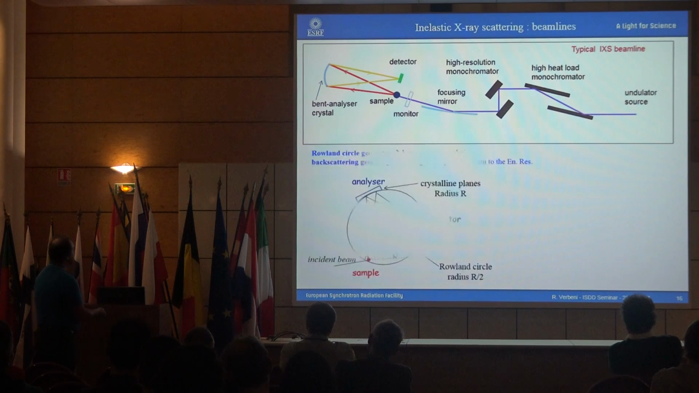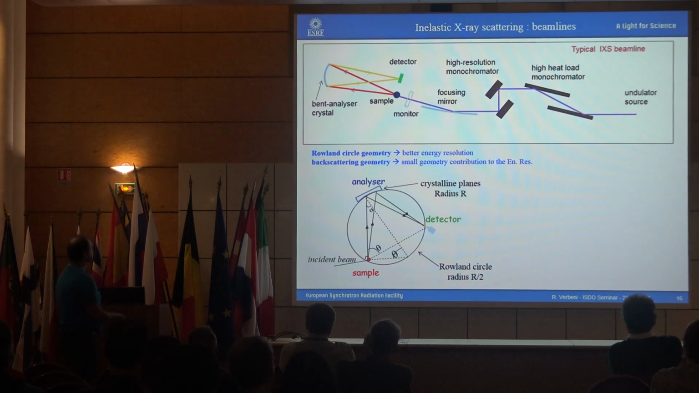Okay, to be in the best condition, you have to have your sample, your analyzer, and your detector on this so-called Roland circle. The Roland circle, for example, here has a radius R/2, and the crystalline planes of your analyzer have to have a radius of R. Okay, this is called a Roland circle, and again, to reduce the small geometrical contribution, your error, to the energy resolution, it is always better to be in the backscattering geometry, so with the Bragg angle very close to 90 degrees.